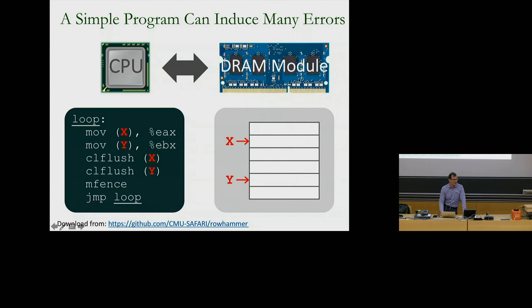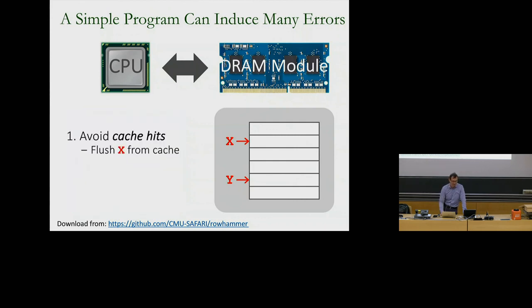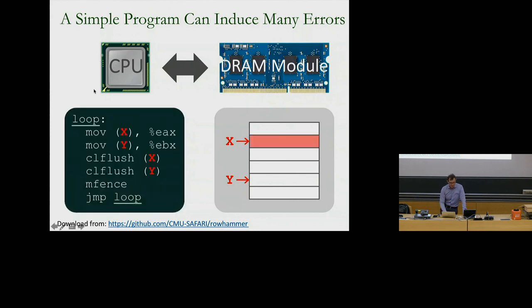To be able to do this, you need to go into the physical memory and activate it, which means that you need to bypass the caches, right? So you need to flush X and Y from the caches. And then you need to avoid row hits in DRAM. So you need to do the activate access to X and Y in an interleaved manner. And that's what the program does essentially.